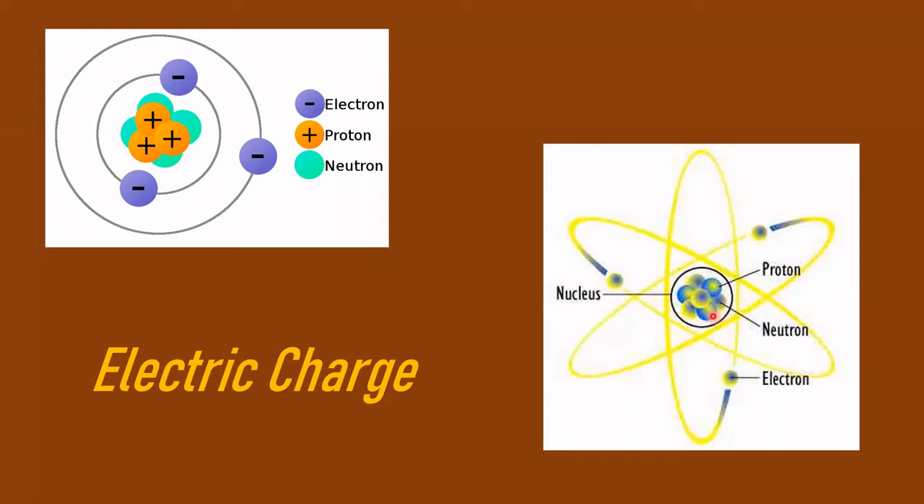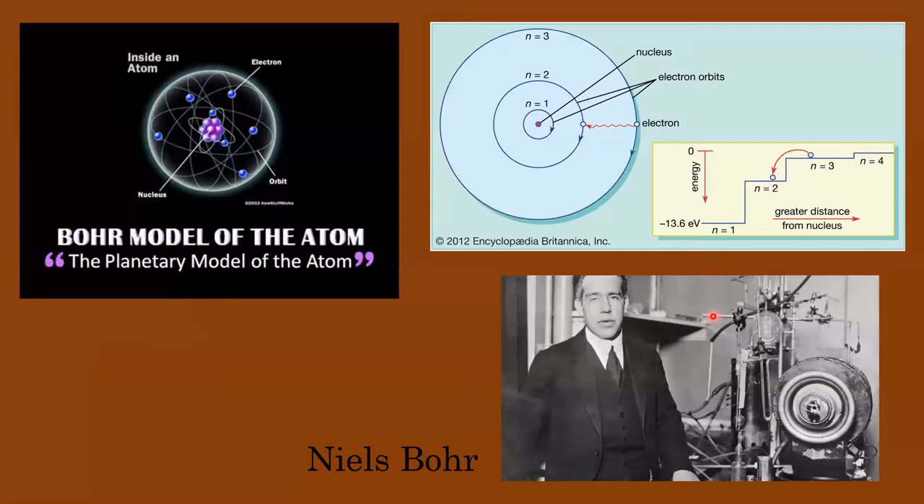This is the planetary model of an atom, first posited by Niels Bohr, whose research, by the way, was financed by beer. That's an interesting story. A Danish brewery, I believe, was the source of his family's wealth.